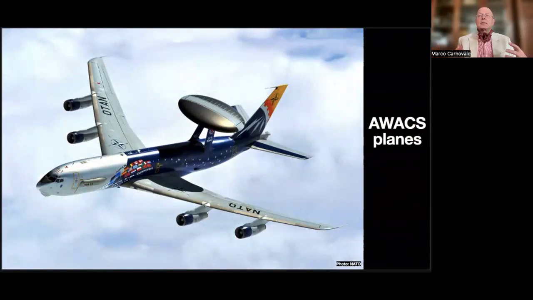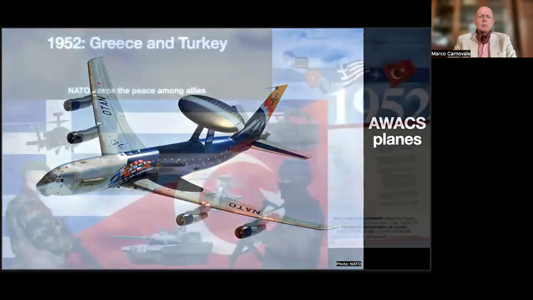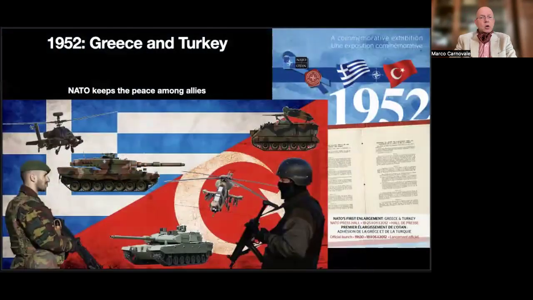Attack against one is an attack against all, but they retain their independence and their sovereignty over their armed forces until they choose to do otherwise. Well, NATO, as I mentioned earlier in the first photo, was a collection of only 12 countries in the beginning, but very soon it became an attractive proposition for a number of other countries in Europe. And in 1952, Greece and Turkey became the first two new members of NATO.